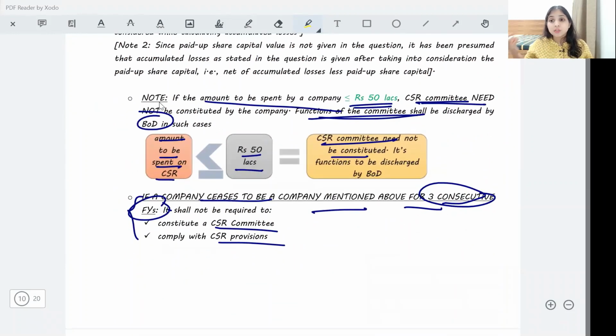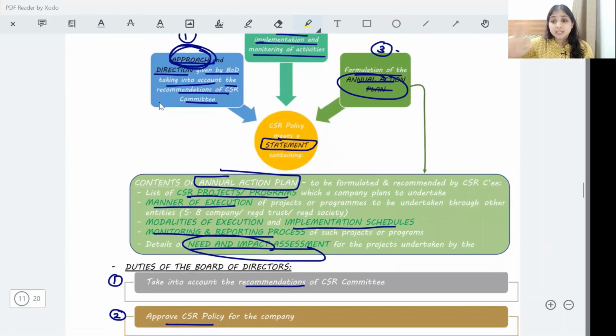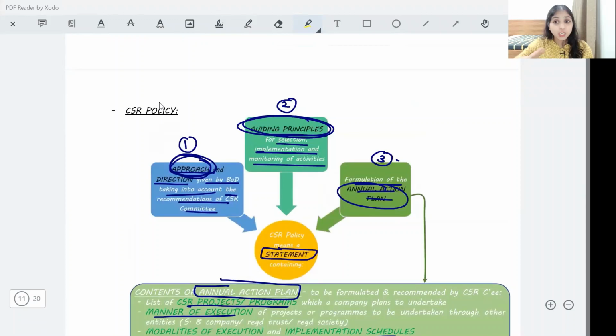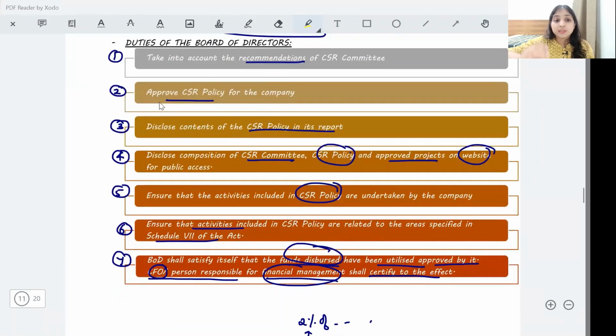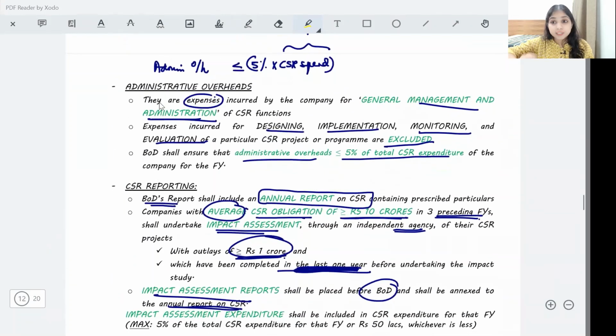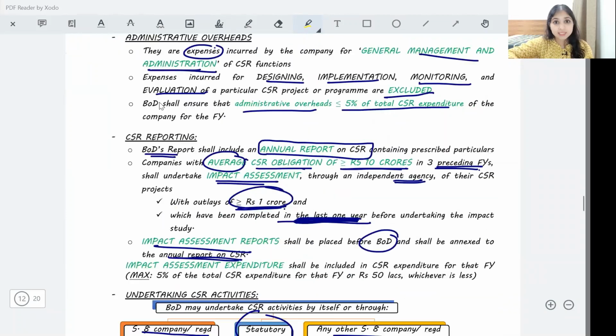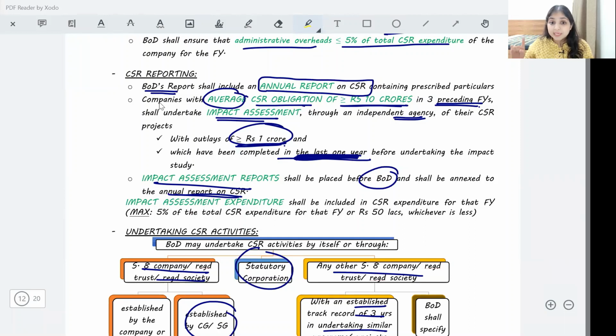Then we learned just because CSR provisions are applicable, you don't need a CSR committee. You need a CSR committee only if the amount which you're going to spend on CSR is at least 50 lakhs. And then we learned 3 years continuously. If CSR provisions are not applicable, then you need not spend money on CSR anymore. Then we learned what is CSR policy. We learned the 7 duties of our directors. Then we learned admin overheads should not be more than 5% of the total amount which we are spending on CSR. Then we learned 3 preceding financial years.